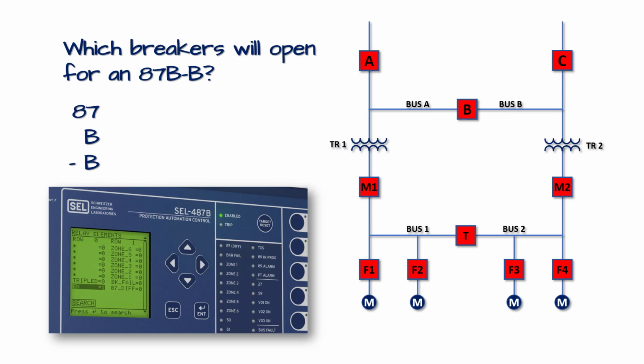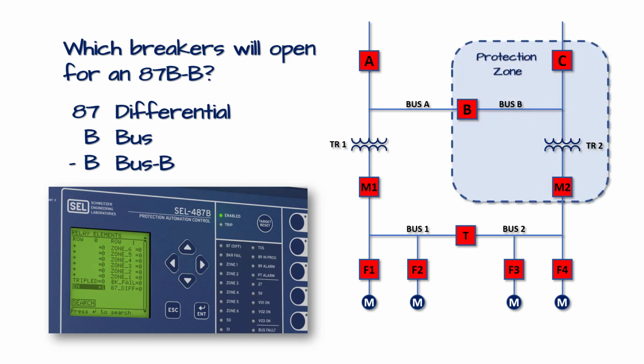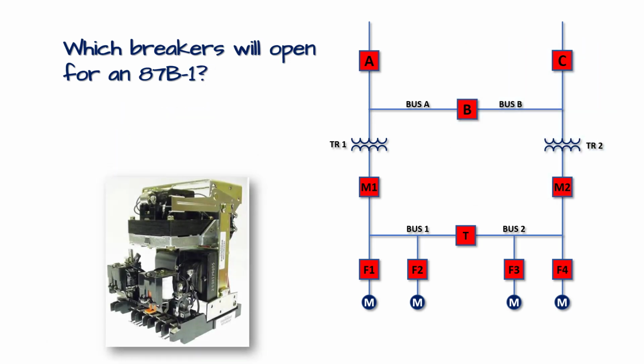Break it down again. 87 is a differential relay. The B will identify that relay as a bus protection relay, and the other B identifies which bus it's going to protect. So that's going to be this bus right here on the primary side of the transformer. So therefore the protection zone will be these 3 breakers. Anything that can contribute to the fault, the breaker will open. C, B, and M2.